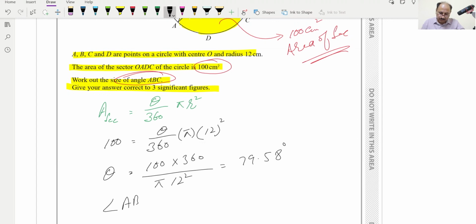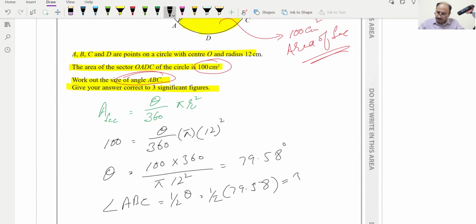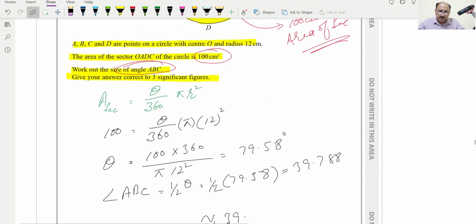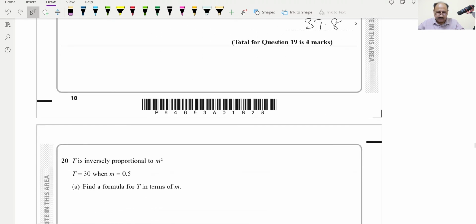And angle ABC will be equal to half of theta, not 2 times 79.58, basically 1 by 2, half of this one. So half of this, divided by 2, is equal to 39.788. Approximately, they are saying up to 3 significant figures, so we can write 39.8 degrees. This will be the final answer.